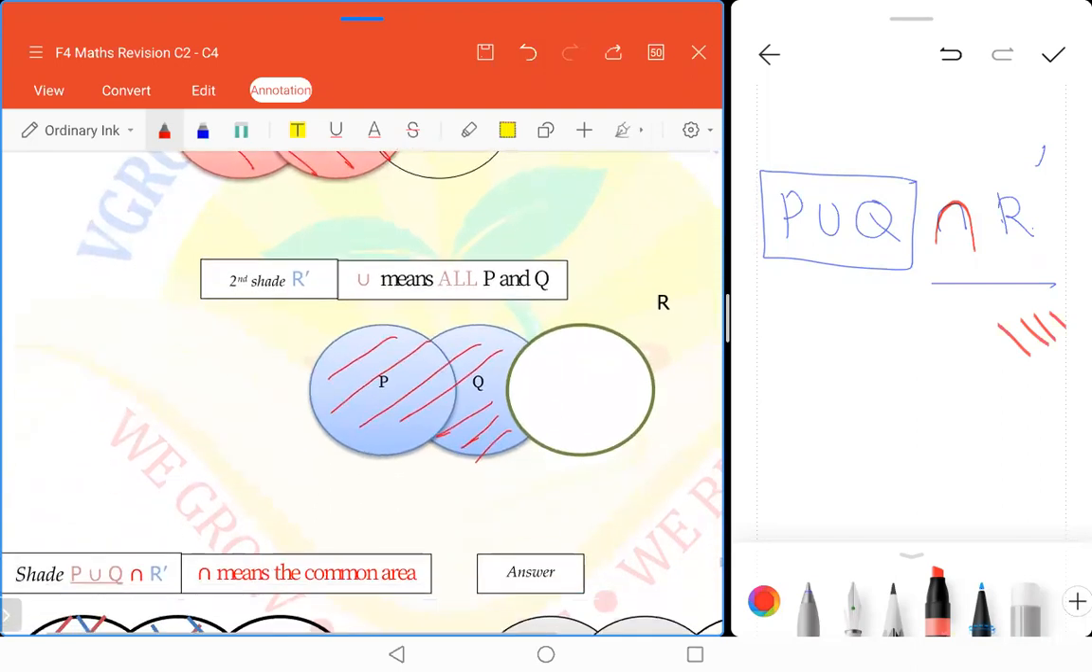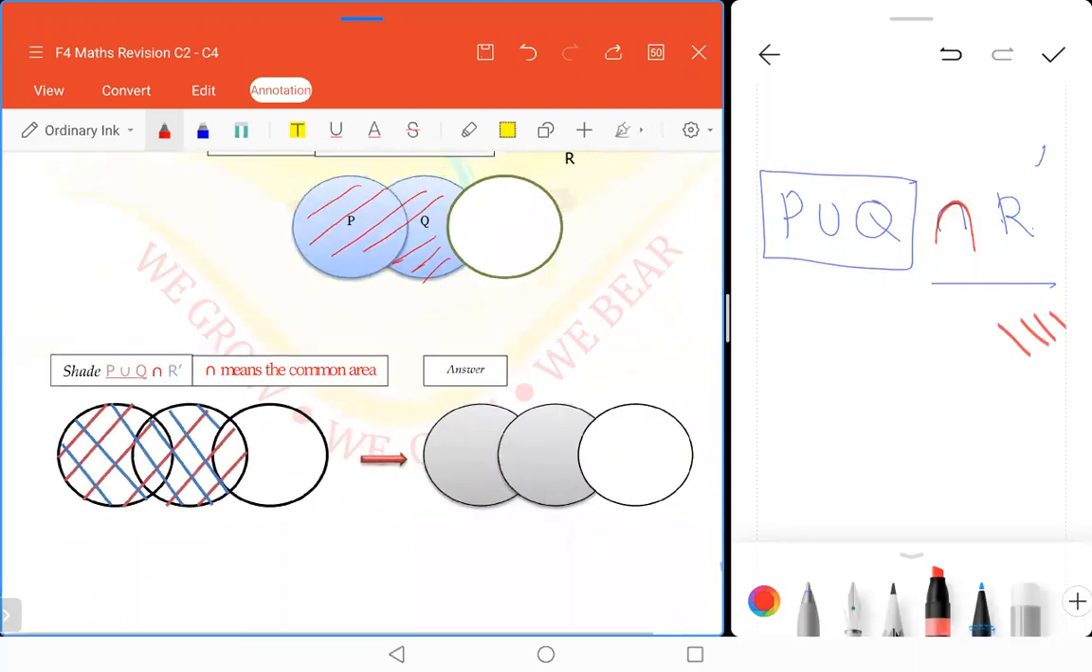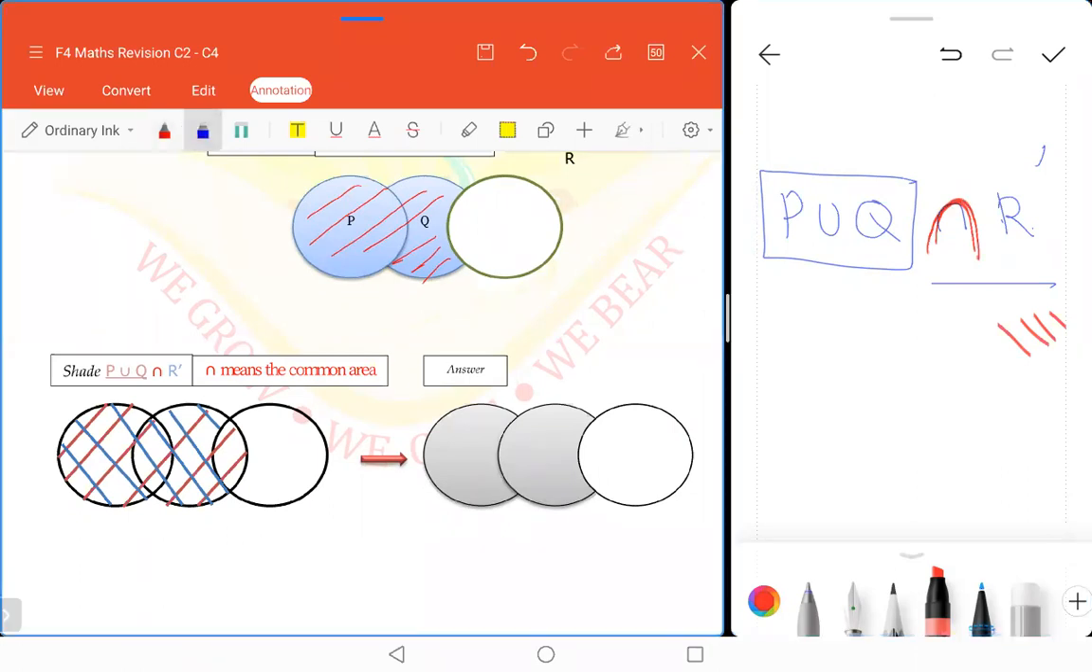So if you join together, you just need the common area because of intersect over here. Common area, you see? Here got two lines, but not the middle one. So you just erase, then you will get the final answer is this. So you do from the left to right, step by step.